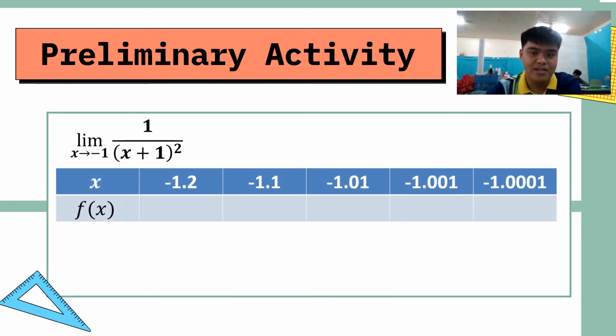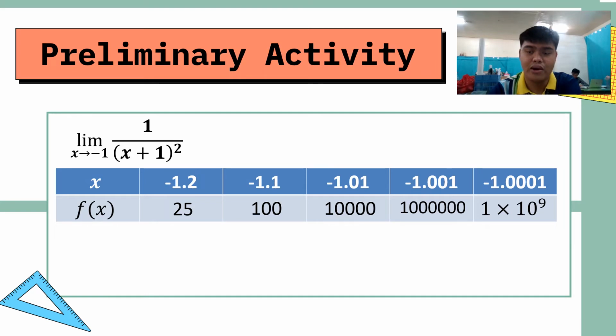The same thing happens when we approach negative 1 from the right. Now, as we near negative 1 from the right, it becomes 25, 100, 10,000, 1,000,000, and then 1 times 10 to the power of 9. It becomes a very large number. So as we approach negative 1 from the left, sorry, this is from the left, the other one is from the right. So it also becomes a very large number. So as x nears negative 1, the function becomes a very large number.